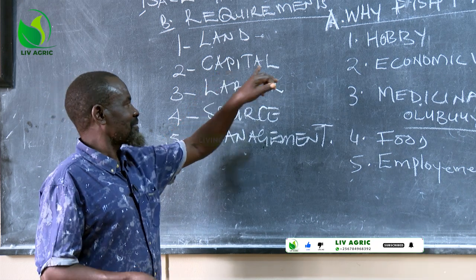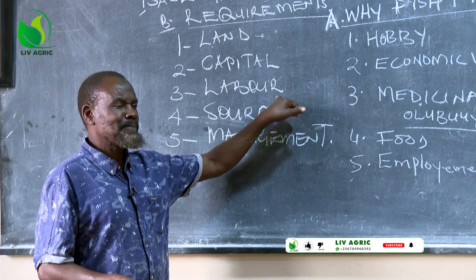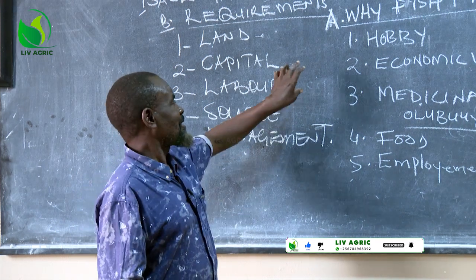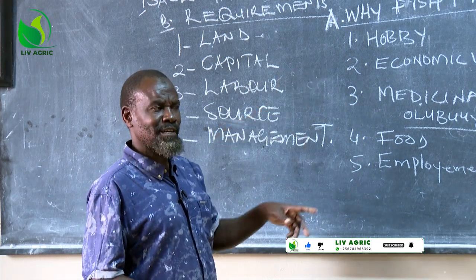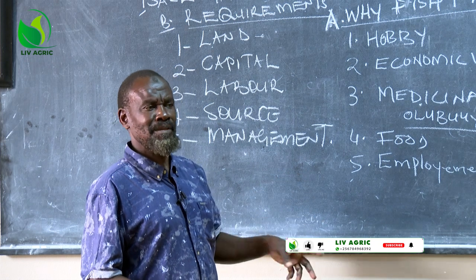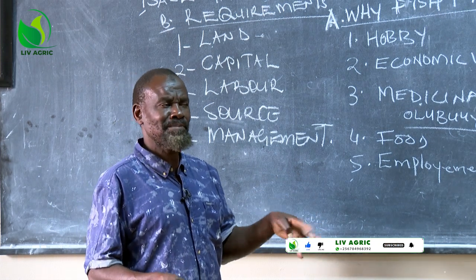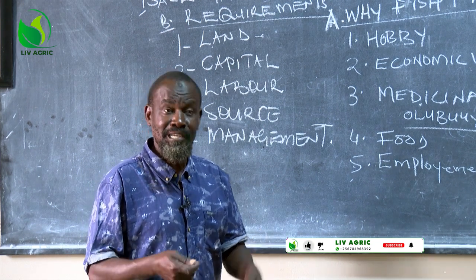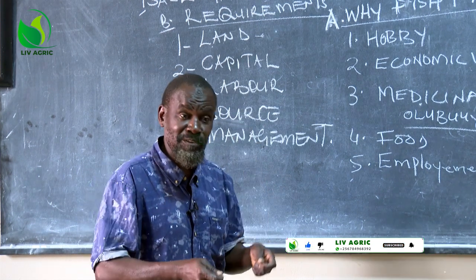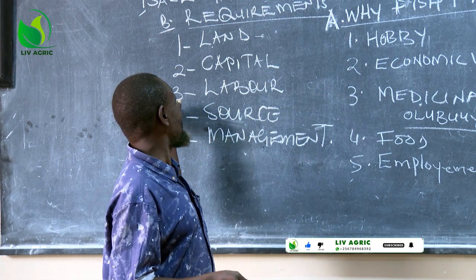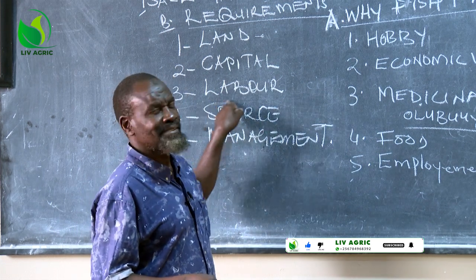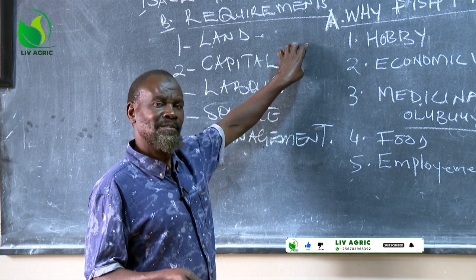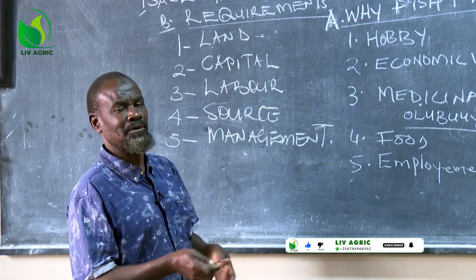Then the third thing is the labor. Because much as you may have the money, when there is no labor, when you don't have the helping hand, maybe to construct a pond, maybe to feed the fish, maybe to harvest the fish for you, and to sell the fish in the market for you. That is what we call labor. So we must have the labor to cause the production of the fish from the fish ponds.